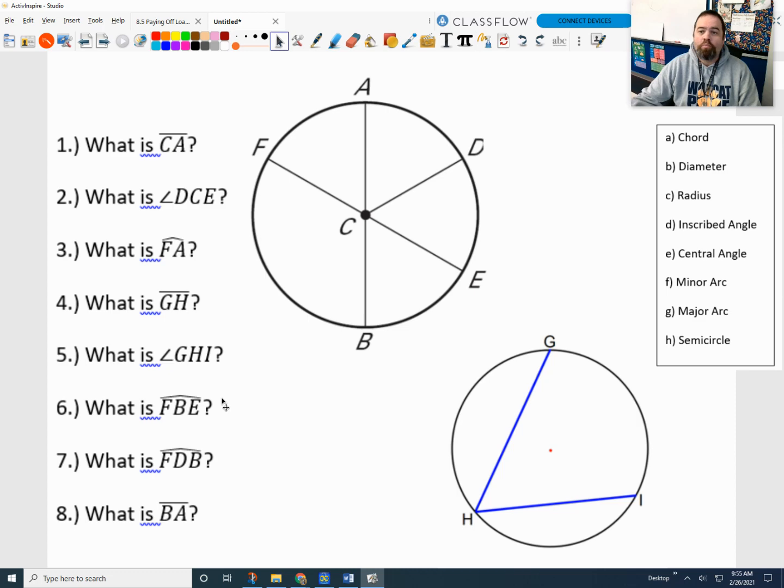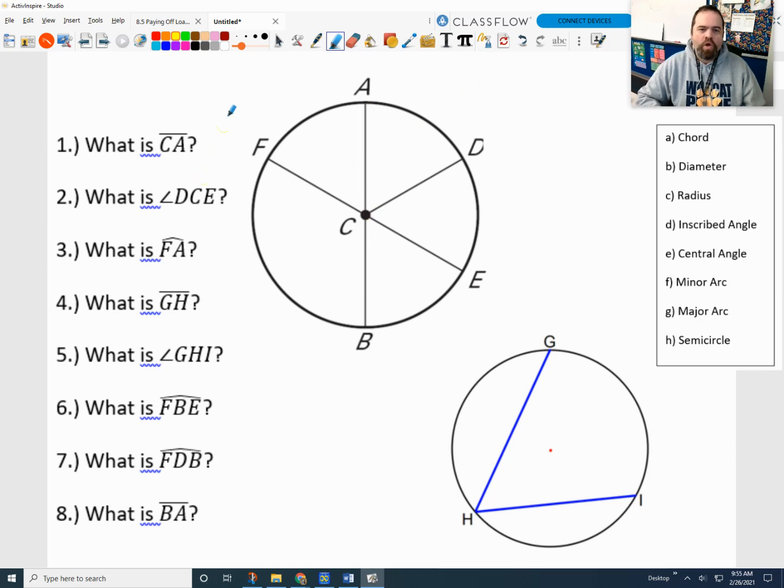You will need to, in multiple choice questions, be able to identify what figure I'm talking about. So I'll highlight them and you name them as we go. There's two different circles because I don't want to totally mess up one circle and make it hard to read. So I'm looking for what is segment CA? This segment right here. What would you call that? Choose the correct answer.